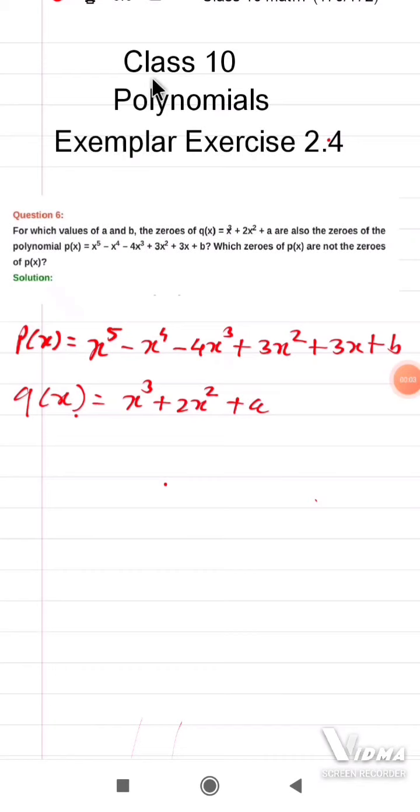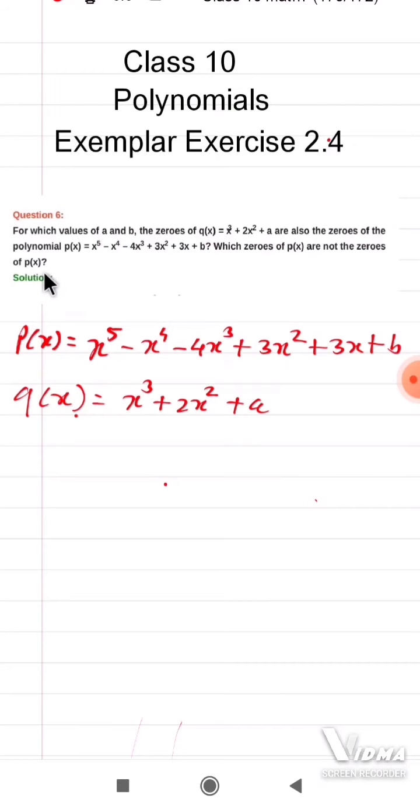In this video we are going to solve a question from Class 10th Polynomials, Exemplar Exercise 2.4, question number 6. So let us see the question. For which values of a and b are the zeros of q(x) = x³ + 2x² + a also the zeros of the polynomial p(x) = x⁵ − x⁴ − 4x³ + 3x² + 3x + b, and which zeros of p(x) are not the zeros of q(x)?